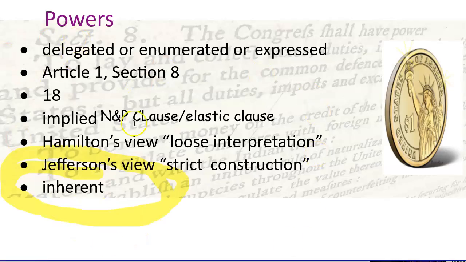Now, these are all powers of our federal government. The president has delegated enumerated express powers. He is the commander-in-chief. He has the responsibility to faithfully execute the laws. The implied powers make the powers that are delegated and outlined in the Constitution applicable. And then we have the federal power called inherent powers, which are powers the federal government holds because it is the federal government. So those are three that deal with the federal system.